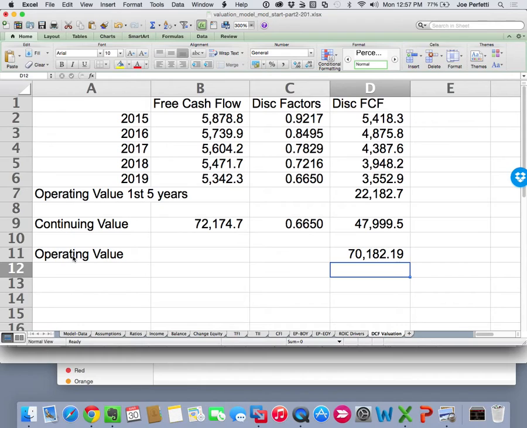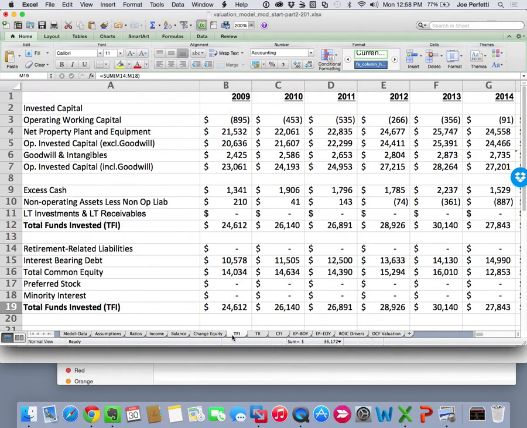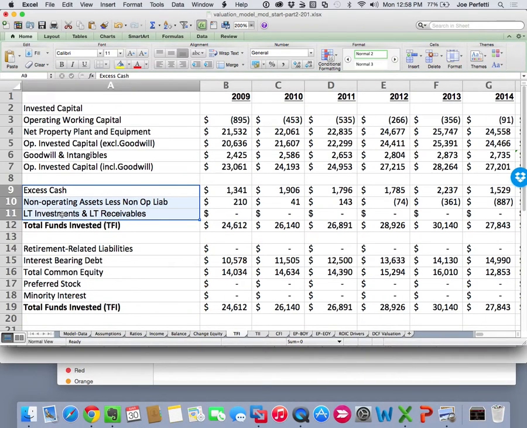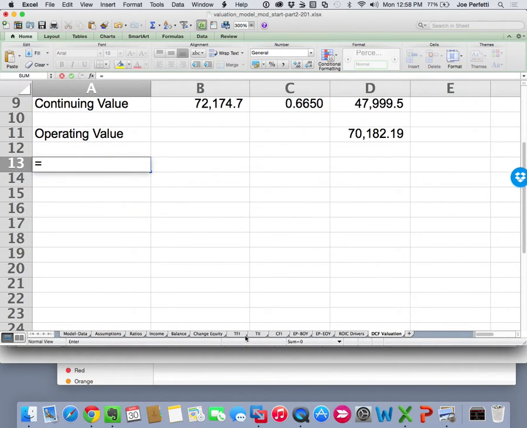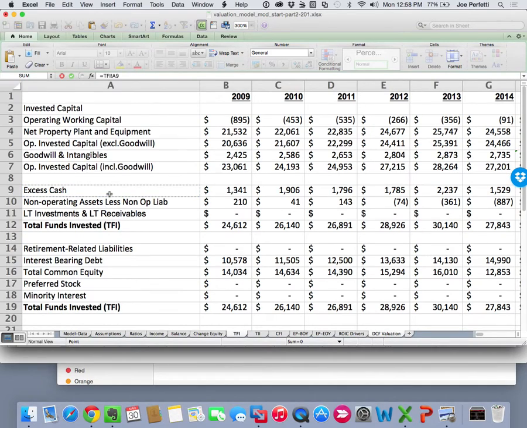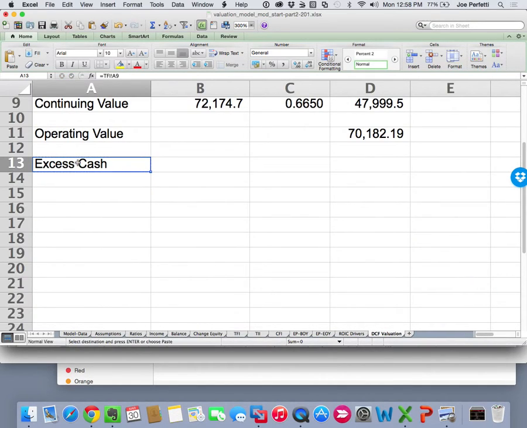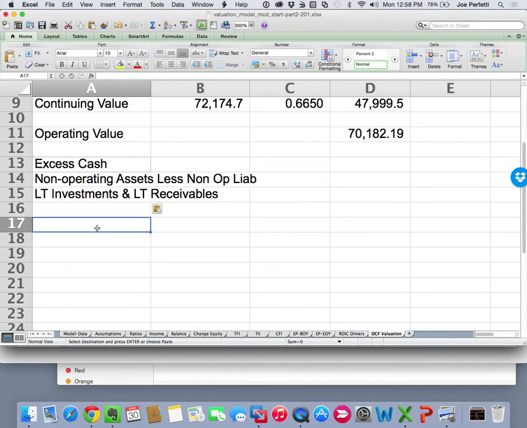Now, following Modigliani-Miller, operating plus non-operating equals enterprise value. The good news for you is that in our TFI, we had organized the non-operating assets so they are listed right here. Those are the non-operating assets that we have to value. So starting in row 13, I'm going to refer from the TFI to the 3 non-operating assets: excess cash, miscellaneous non-operating assets, and long-term investments.